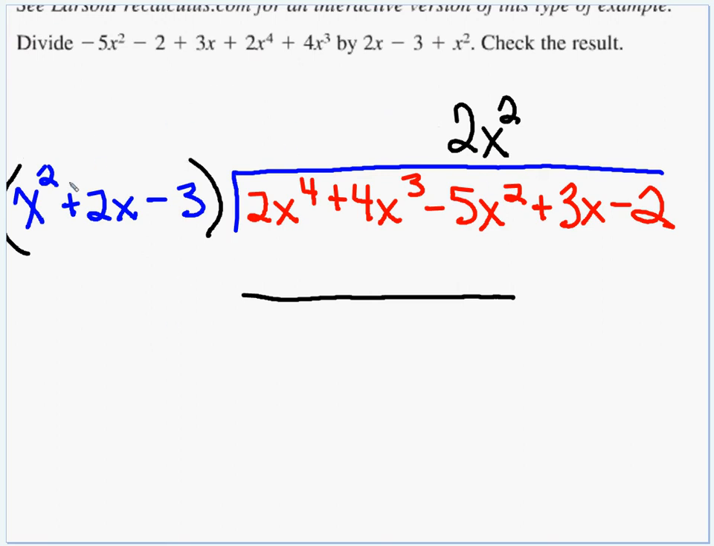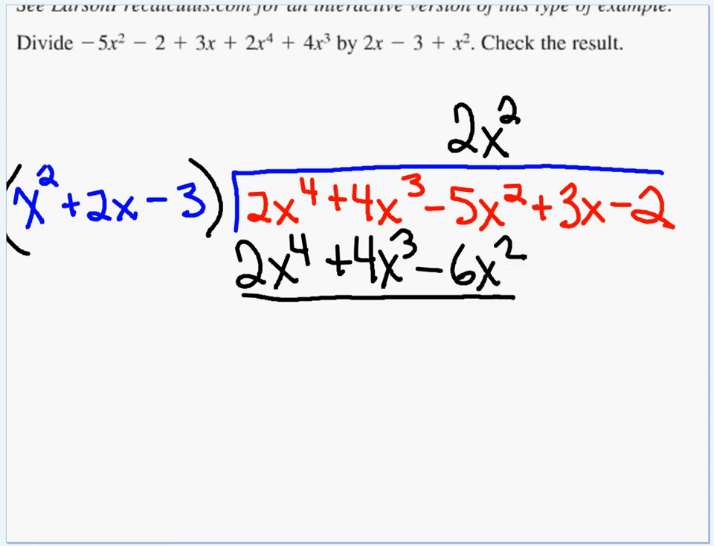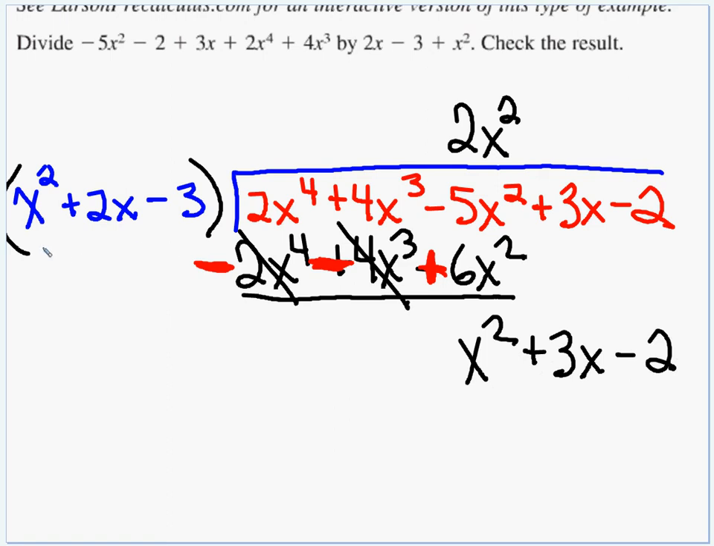So let's distribute there. We're going to have a 2x to the fourth, and then a plus 4x cubed, and then a minus 6x squared. Let's distribute a negative here, so that'll switch this to a minus, and this will change to a plus, and we can add the columns. 0, 0, and then we'll have a 1x squared. And let's bring down the next two terms, because we are dividing by a trinomial here.